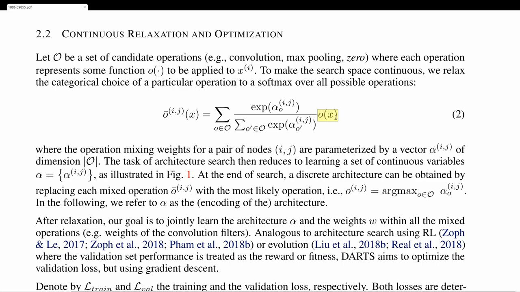The task of architecture search then reduces to learning a set of continuous variables, alpha, which is equal to alpha ij, as illustrated in figure one. So we've turned this discrete problem into a continuous one by using softmax, and what we're trying to learn is alpha, and alpha is the vector of mixing weights. Okay, let's look at figure one.